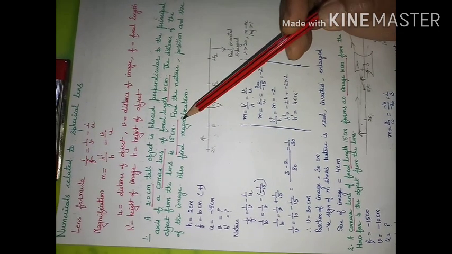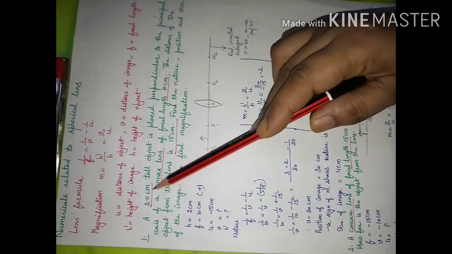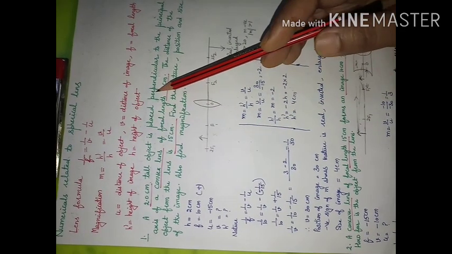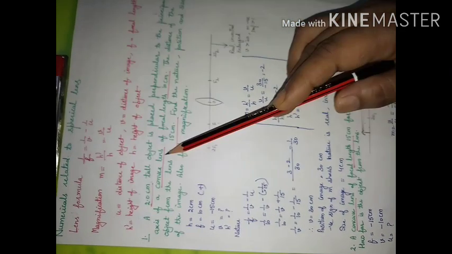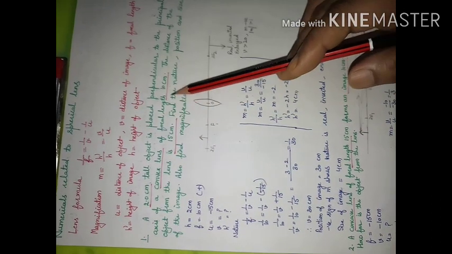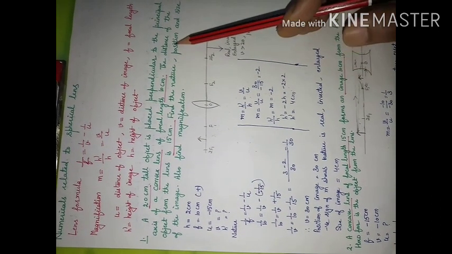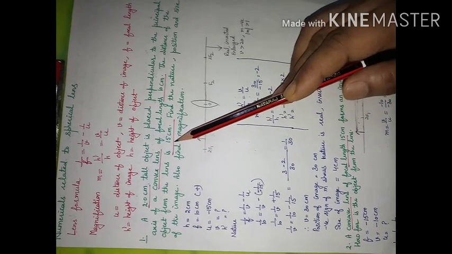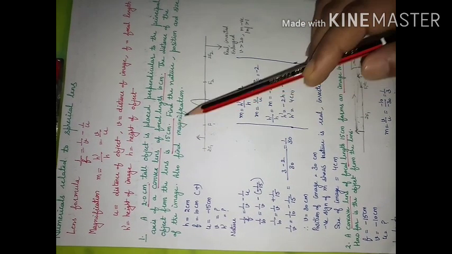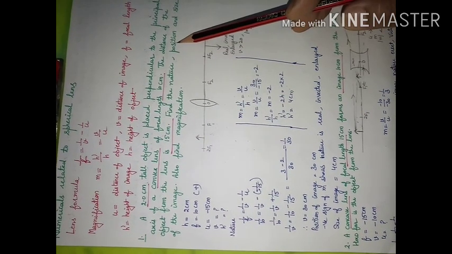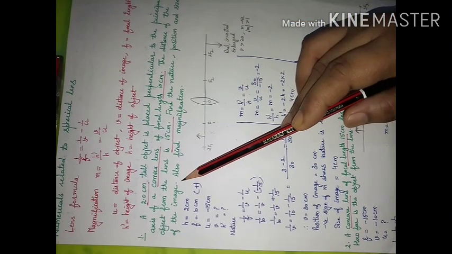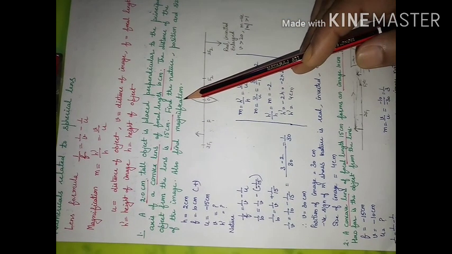Let us consider statement of first question. A 2 cm tall object is placed perpendicular to principal axis of a convex lens of focal length 10 cm. The distance of object from the lens is 15 cm. Find nature, position and size of image and also find magnification.